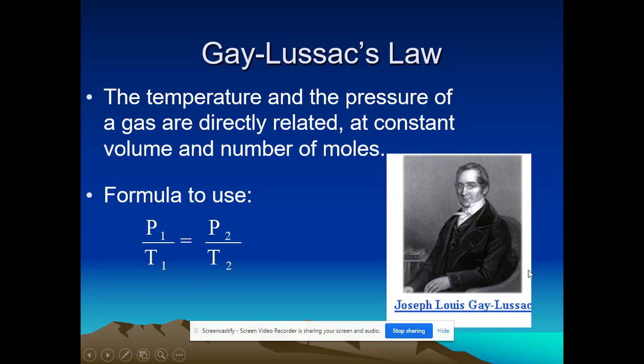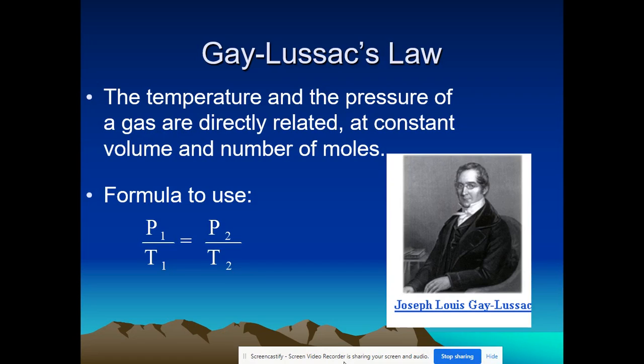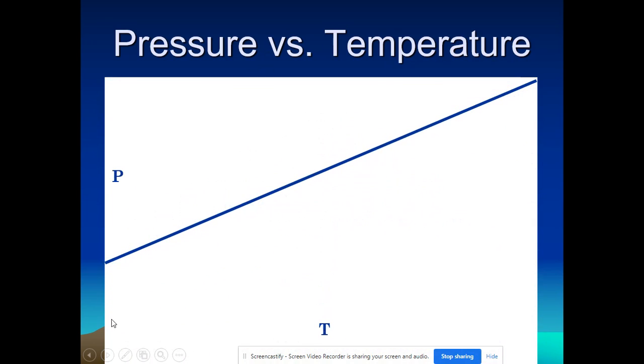So now we're going to go over Gay-Lussac's law. Gay-Lussac's simply says the temperature and the pressure are directly related. And for this law, the number of moles and the volume are being held constant. So the formula that we have is P1 over T1 is equal to P2 over T2. Again, temperature has to be in Kelvin, just like any other gas law. And the relationship here is also a direct relationship. So we see here as pressure goes up, temperature also goes up.